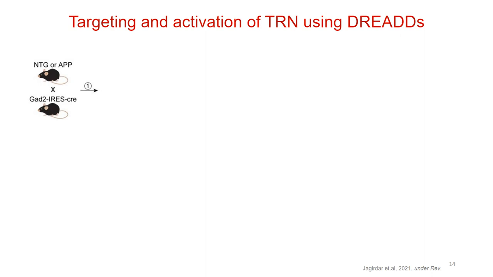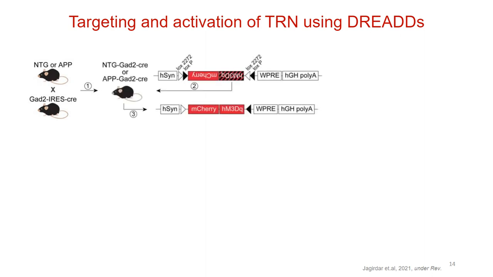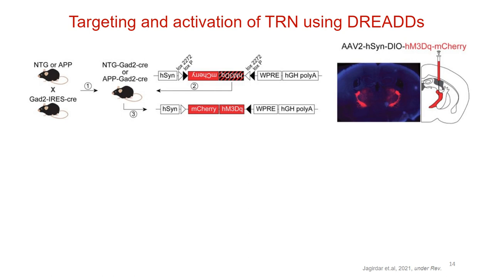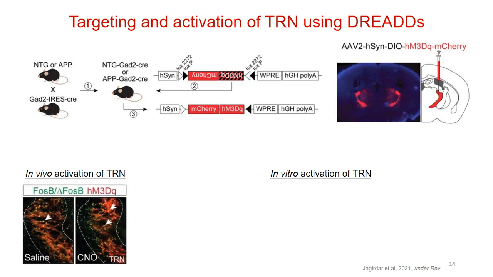So are we able to activate TRN with the DREADDs? The answer is yes. As I show here, we used GAD2-Cre mice to selectively target GABAergic neurons of TRN using an AAV2 viral vector carrying an hM3Dq-mCherry expression cassette. Here it shows how nicely it targets the TRN and gets a good expression of DREADDs, as seen with the help of the mCherry reporter gene. These DREADDs are functional only when you administer the mice with CNO systemically. We can see here an in vivo activation of TRN: the mice treated with CNO have more c-Fos expressing active cells than saline-treated mice.